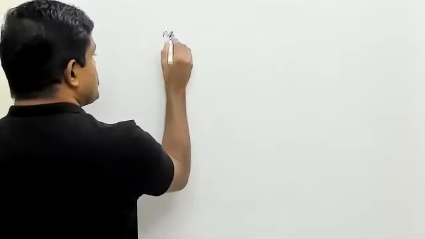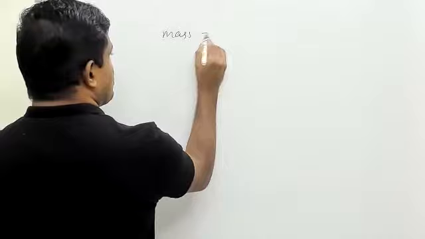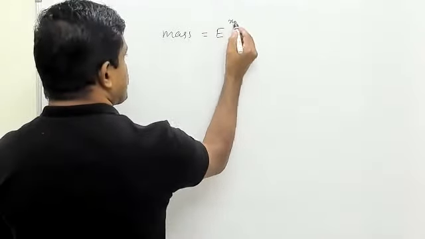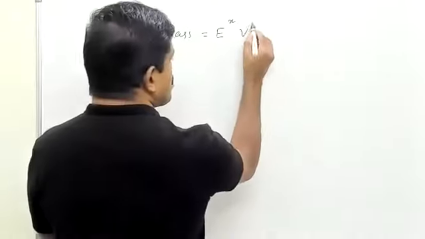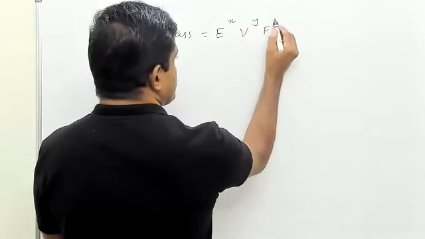Energy, velocity, and force. And you have to write the dimensions of mass. Or in other words, mass is to be expressed in terms of energy, force, velocity. So how do you write? Mass is to be expressed in terms of what? Mass is to be expressed in terms of energy, velocity, and force. Did you understand the question?